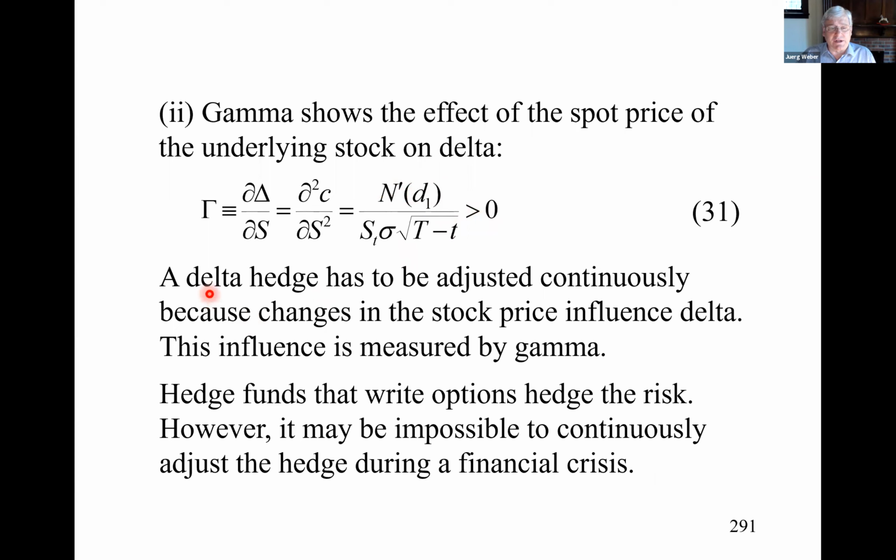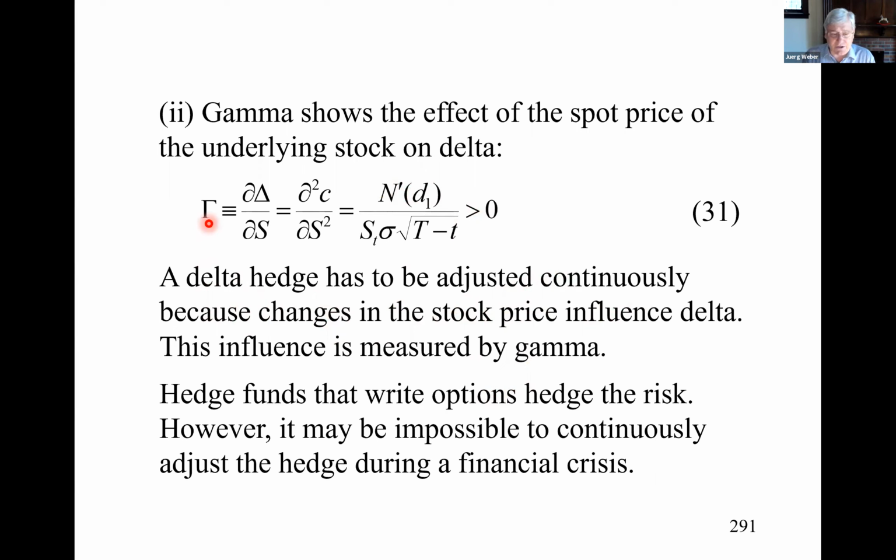This means that over time, the delta will change. It has to be adjusted continuously because changes in the stock price influence the delta. And this influence is measured by the so-called gamma. That's called the gamma.